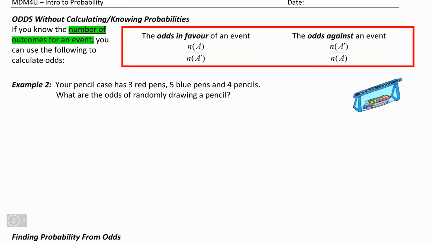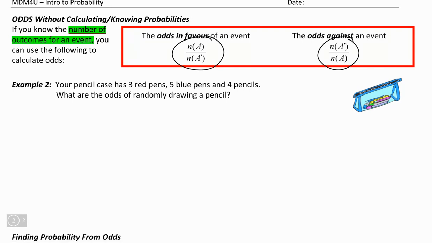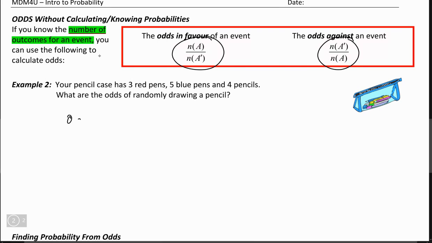Okay, so I'm going to show you here example number 2, and you just use these formulas that you have here: odds in favor and odds against. And you notice n means the number of outcomes in that event. So how would I calculate this? So your pencil case has 3 red pens, 5 blue pens, and 4 pencils. So what are the odds of randomly drawing a pencil? So I'm looking for odds in favor. So odds in favor equals the number of successful outcomes of drawing a pencil divided by the number of outcomes of not drawing a pencil, A prime.